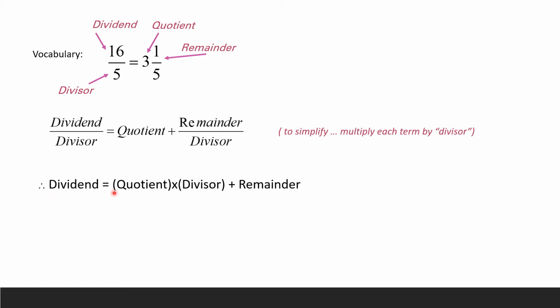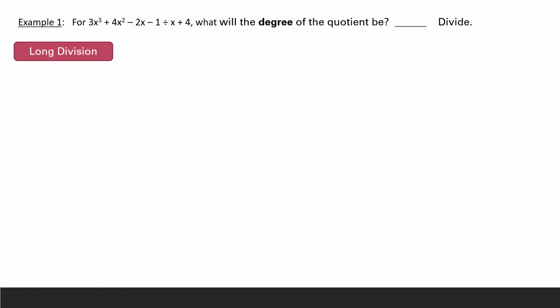The dividend is equal to the quotient times the divisor. That's from multiplying this by divisor. When I multiply this set by divisor, the denominator cancels and we just have remainder. So you just have some practice with making sure you understand how all of the different parts relate to each other, the vocabulary. We're going to do an example of long division.